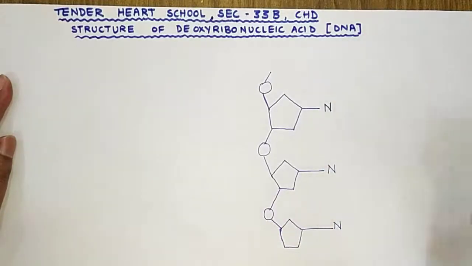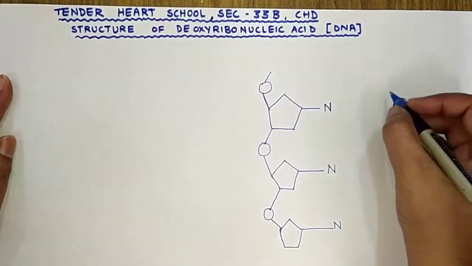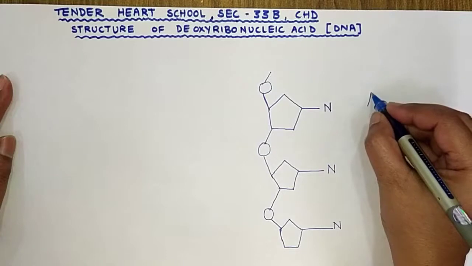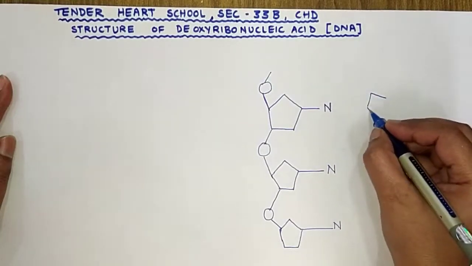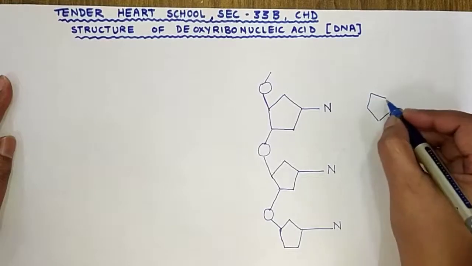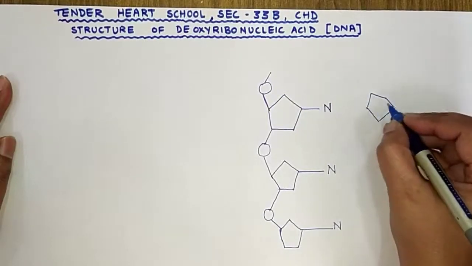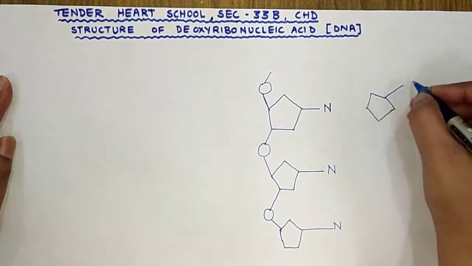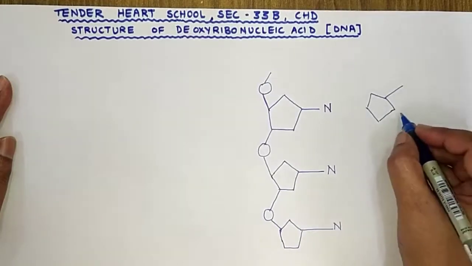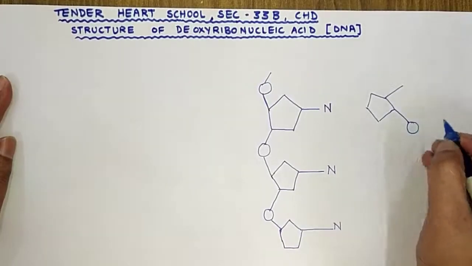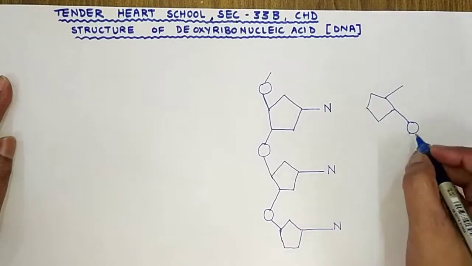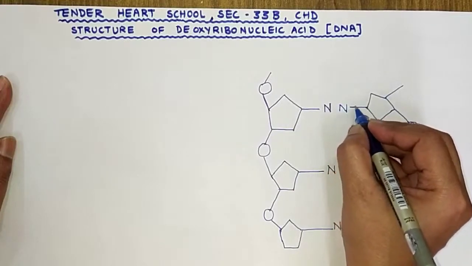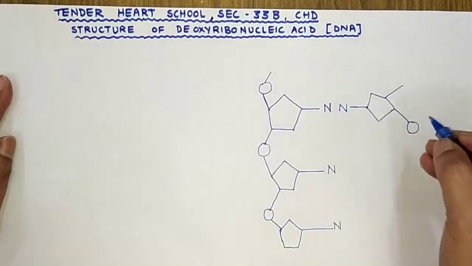Now similarly on the other strand, the second strand, we will draw. So similarly here we have pentose sugar, five-sided sugar, pentose. Now pentose sugar is attached to the phosphate on one side. So this is phosphate group, right? And on one side it is attached to the nitrogen base. So this is nitrogen base. This is one nucleotide of the other strand.